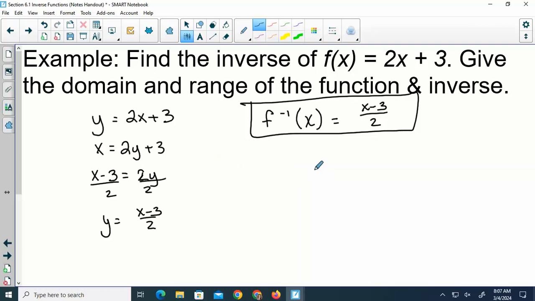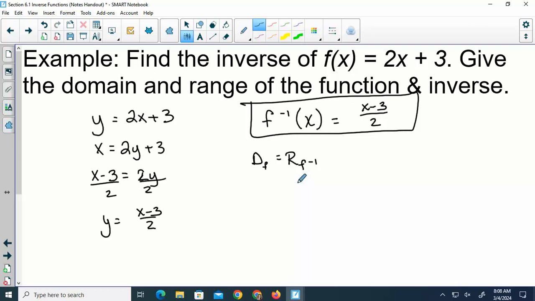The second thing I want is the domain and range of both the function and the inverse. So really 4 things: function, domain and range, inverse, domain and range. But remember, the domain in the original function, the x's in the original become what? The y's in the inverse. And the y is our range. So the domain of the original function is the same as the range of the inverse.